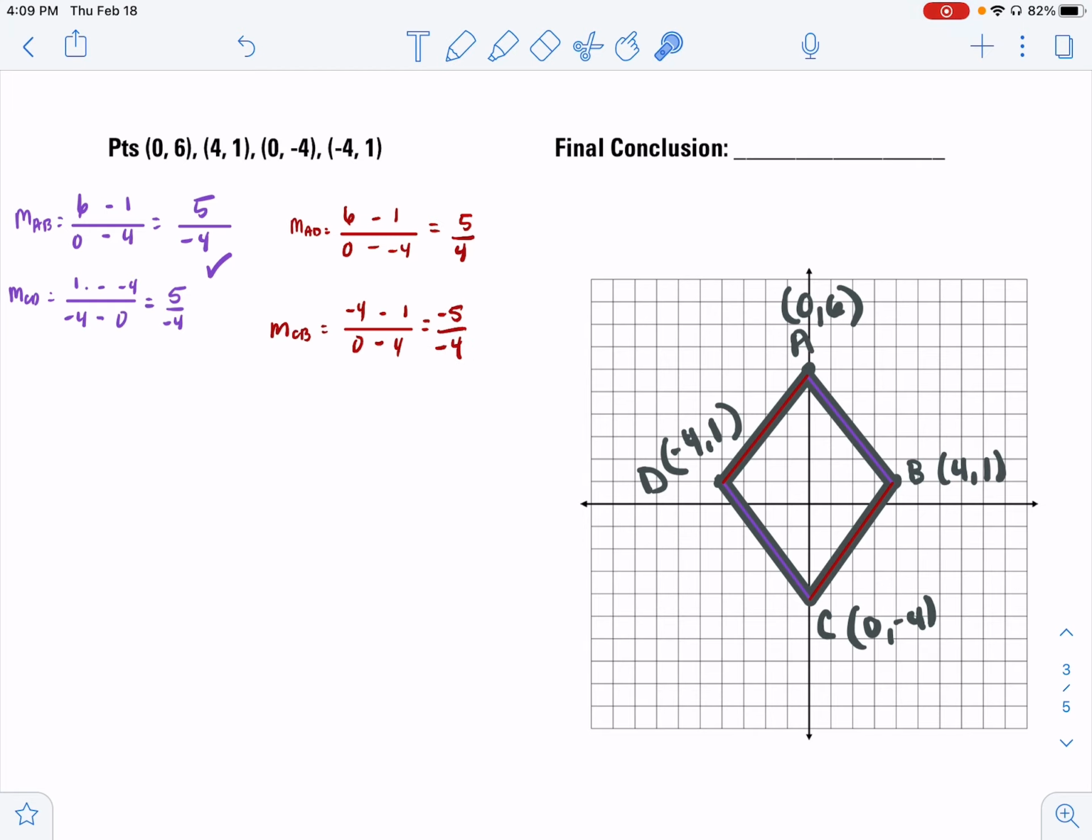So looking here, I got, kind of gut reaction, 5/4, -5/4. Many of you guys are probably going to say those aren't the same, but we know that this would actually simplify down to 5/4, and so therefore they are the same. And so we can follow that first step of yes, both sets of opposite sides are parallel. So this is a type of parallelogram.